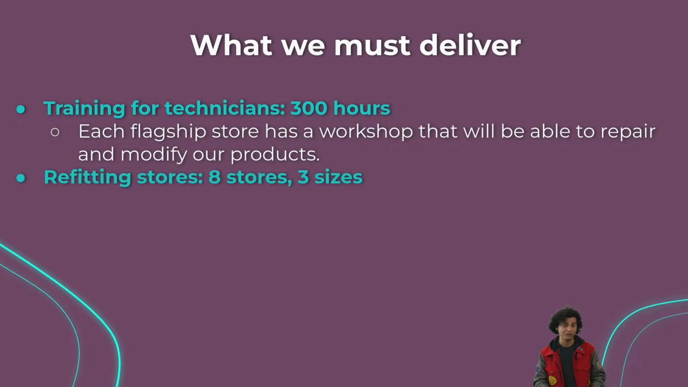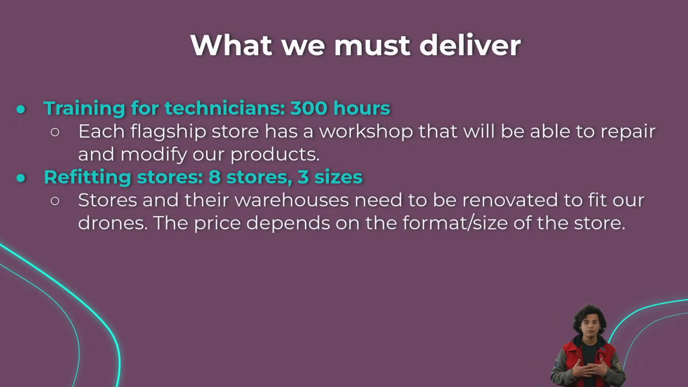Next, we're gonna refit their stores, 8 of them total, in 3 different sizes. What this means is that we're going to modify their warehouses, the stores themselves, because our drones might not be the biggest, but they come in very particular sizes. And we need to adapt the shelves, adapt the displays, adapt the warehouses, make sure that everything is ready so they can sell as much as possible.